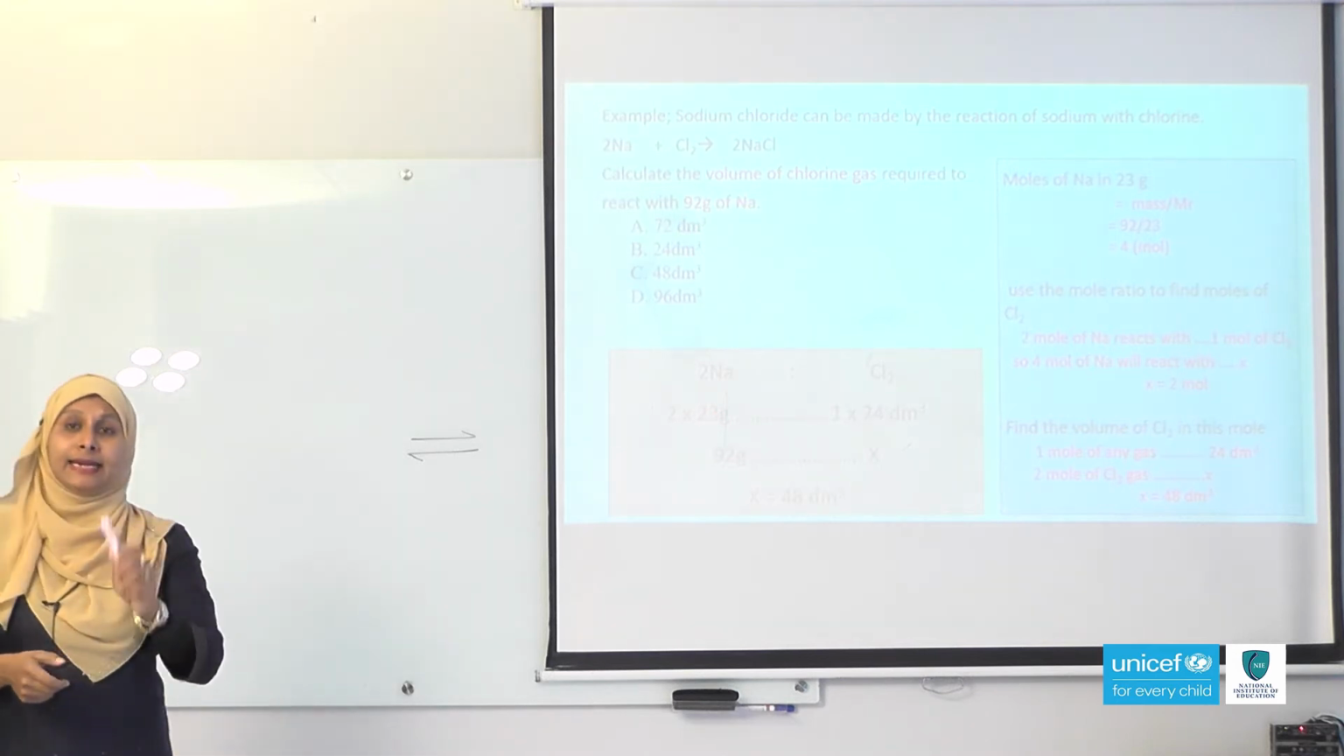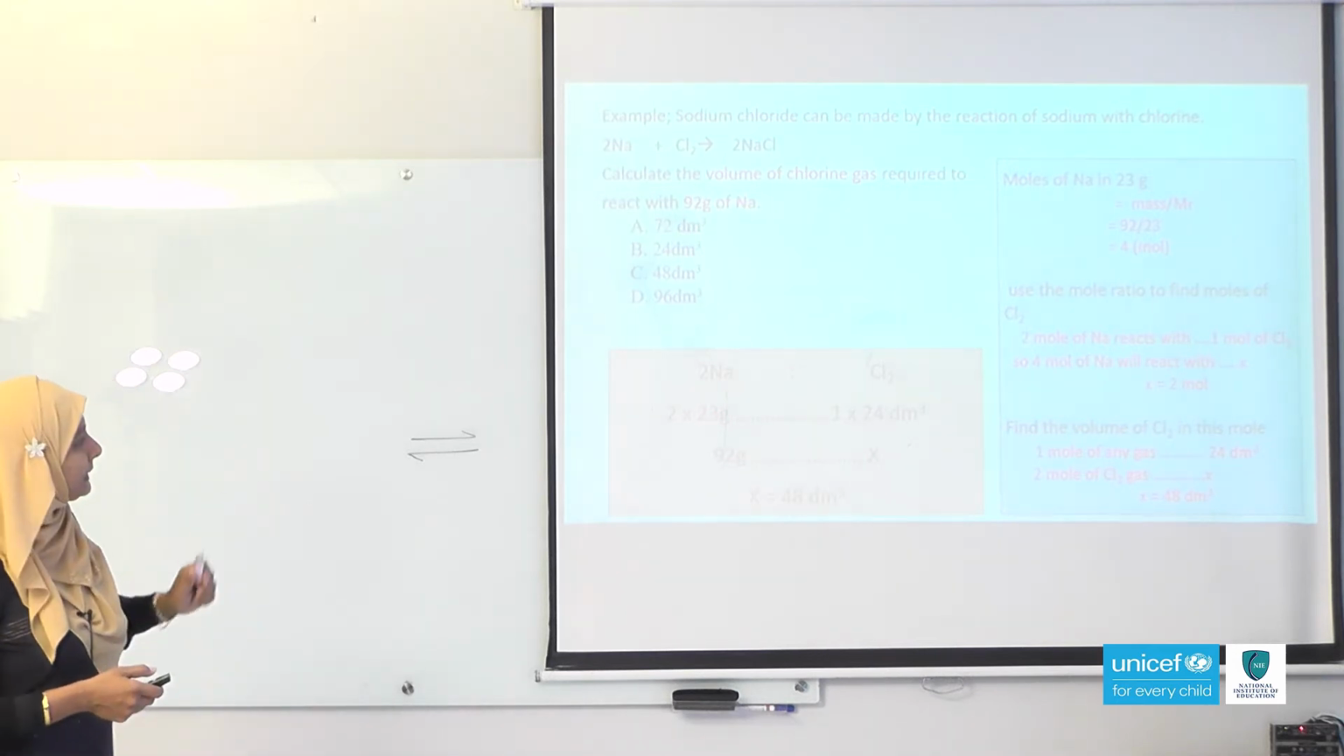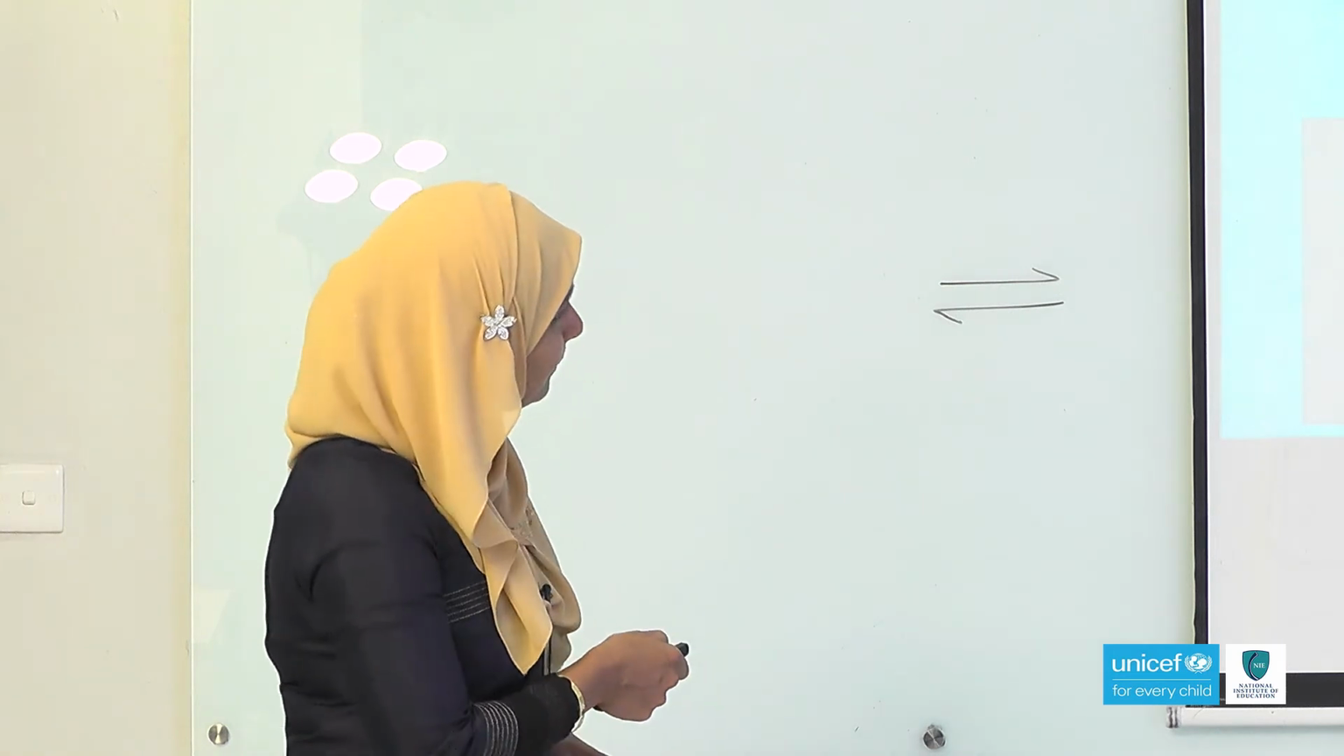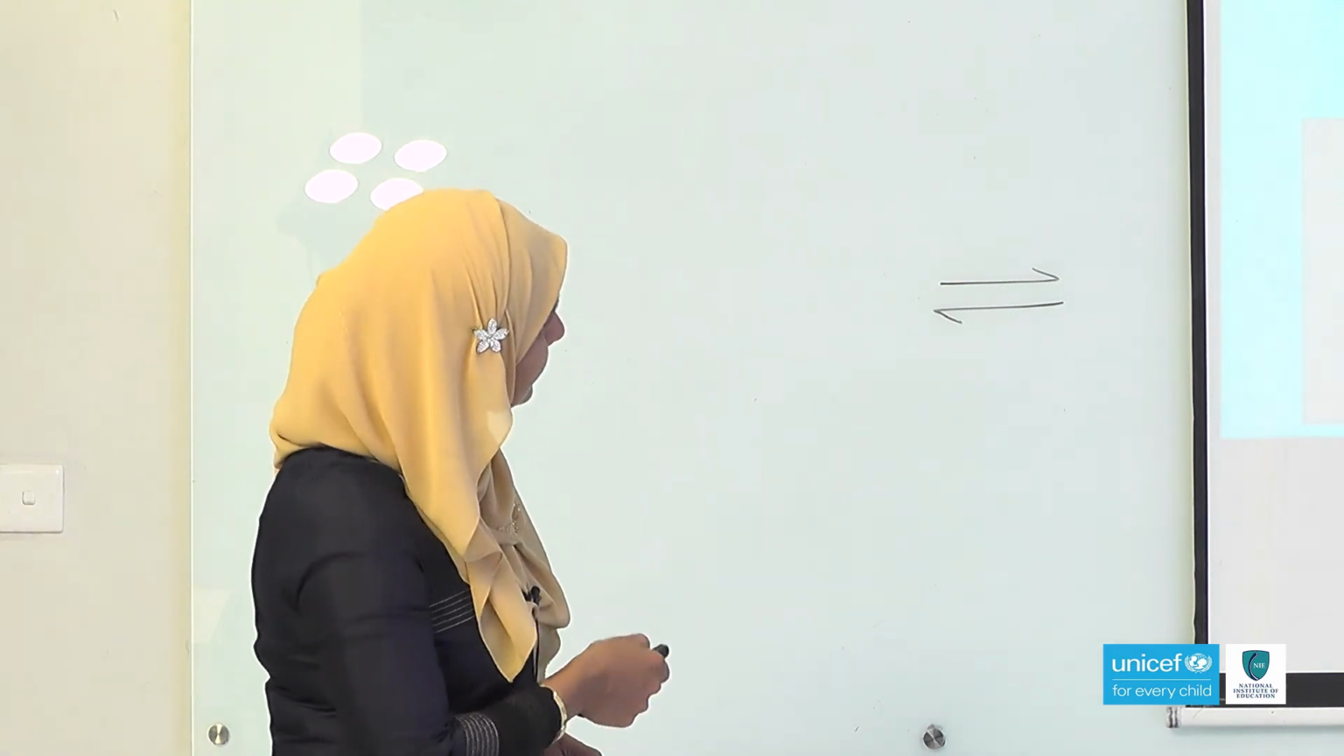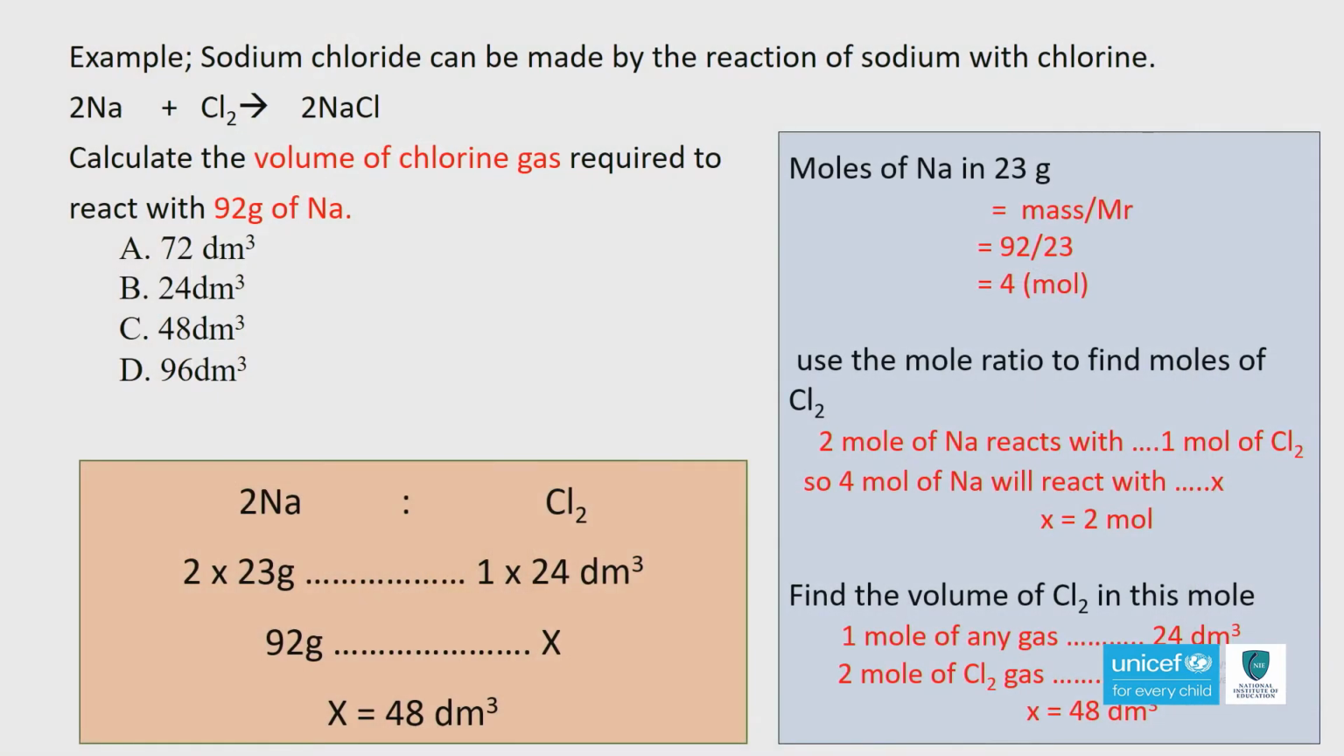It is really handy to have a periodic table with you when doing these calculations because the relative atomic masses are taken from the periodic table. So 2 times 23 for this, and then chlorine 1 into 24 dm cube because we have 1 mole of chlorine gas here. So we can check 92 will be taking up how much of chlorine. Both these calculations give the same answer, but this is a far simpler method of doing it and also you will be saving a lot of time.